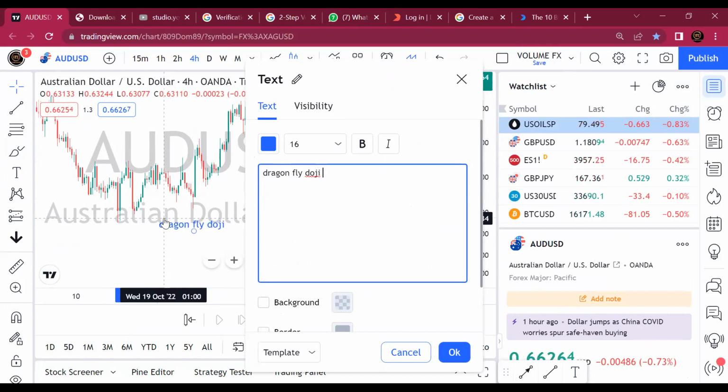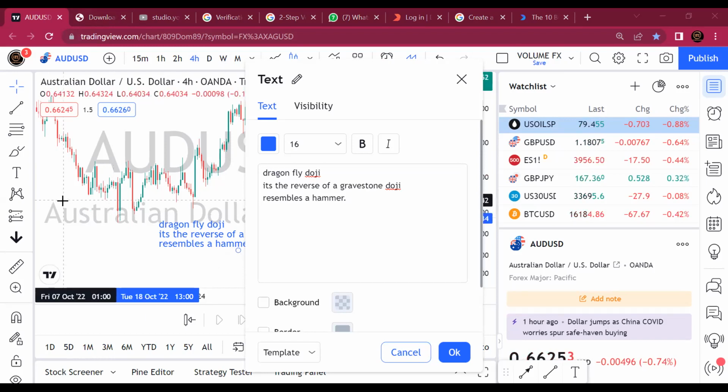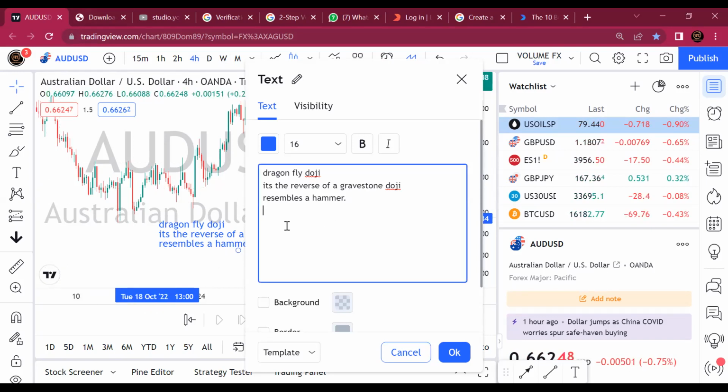So we're talking about the dragonfly doji. This is a kind of doji pattern. It's the reverse of a gravestone doji. Remember the gravestone doji had a long upper tail. This one resembles a hammer, but with a small body, because remember, in a doji the opening and the closing price are almost the same.